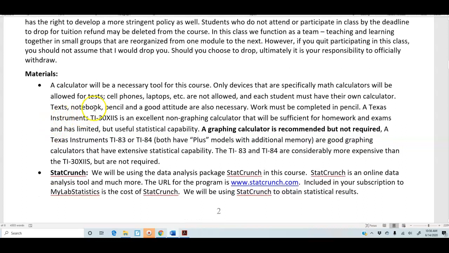Materials. A calculator will be a necessary tool for this course. Only devices that are specifically math calculators will be allowed for tests. Cell phones, laptops, etc. are not allowed, and each student must have their own calculator. Texts, notebook, pencil, and a good attitude are also necessary. Work must be completed in pencil.